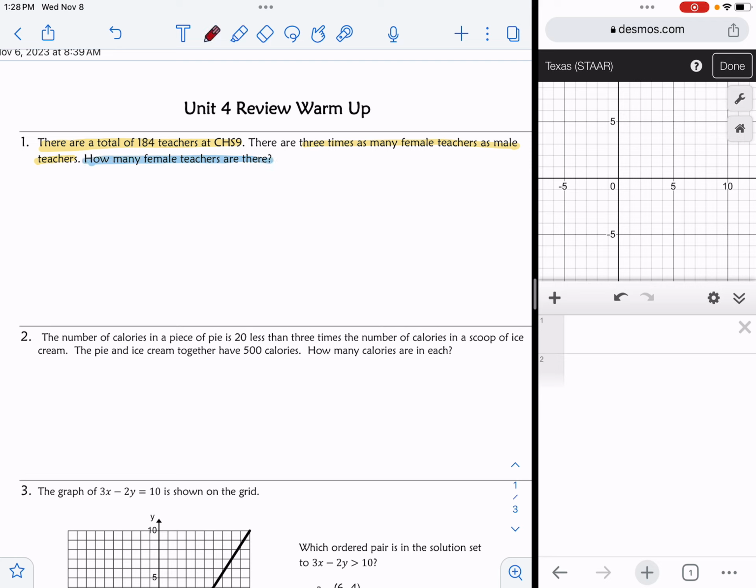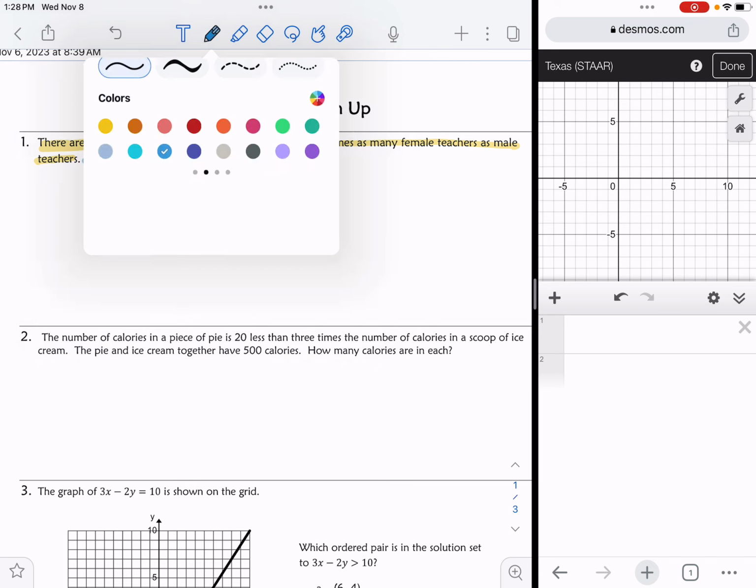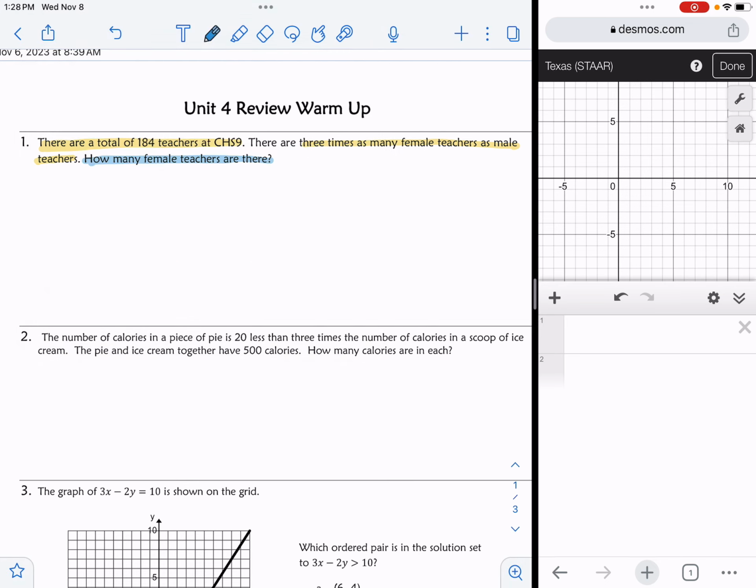Okay, so I always start with what the question is. How many female teachers are there? Because that tells you how you want to define your variables. So we're going to let x equal the number of female teachers. That's the unknown. That's what we want to know. So that's our variable. We also don't know how many male teachers there are, so that's going to be our second variable.